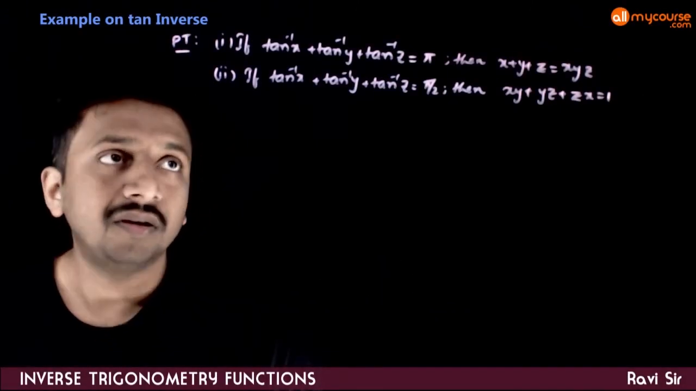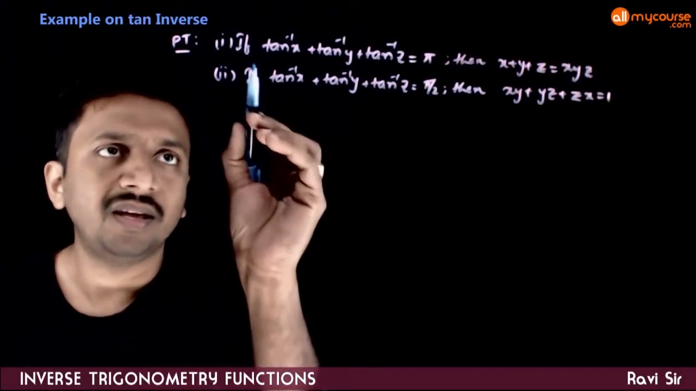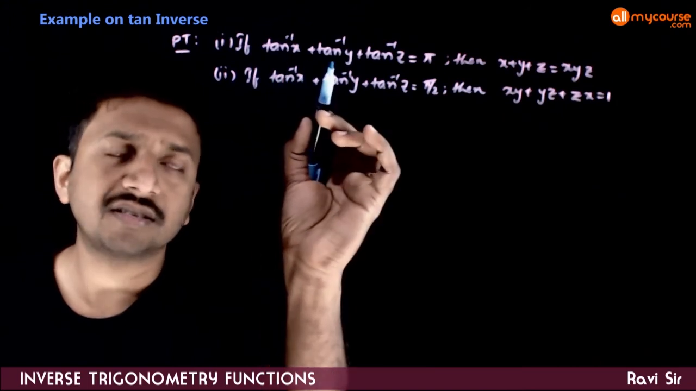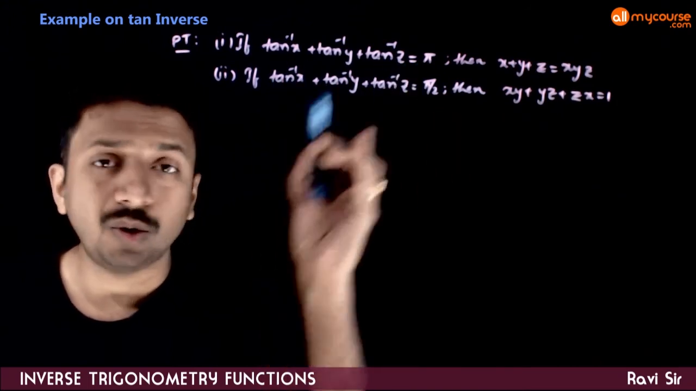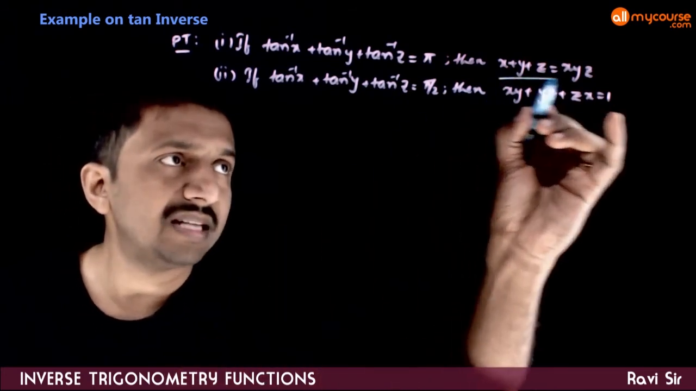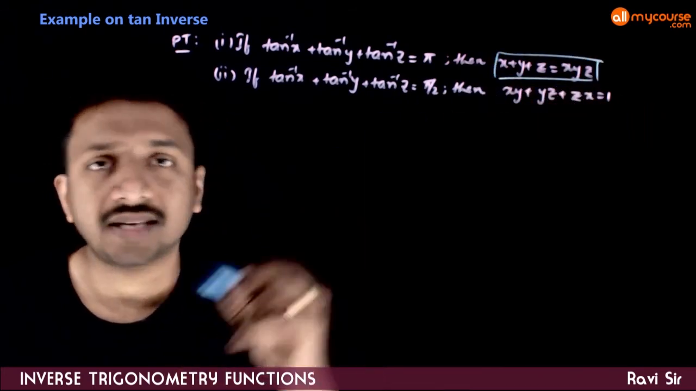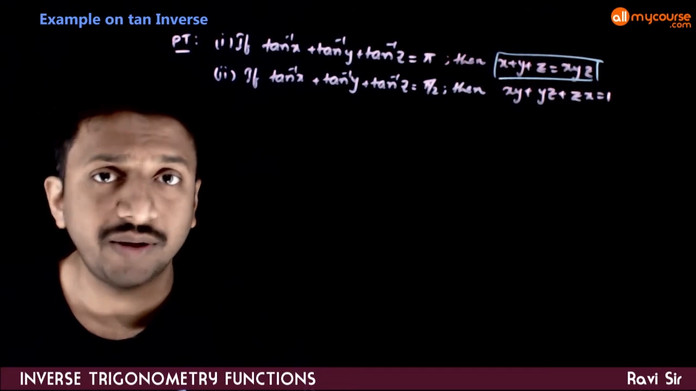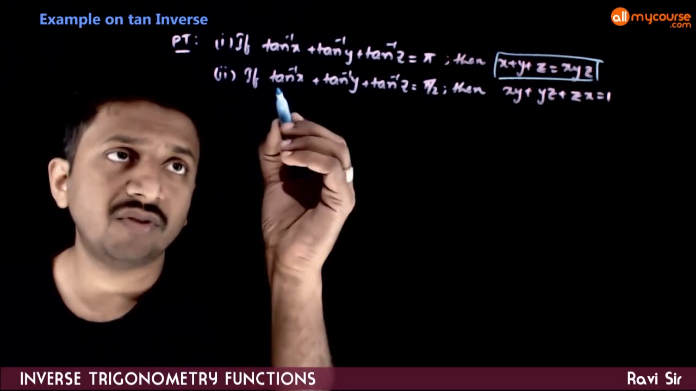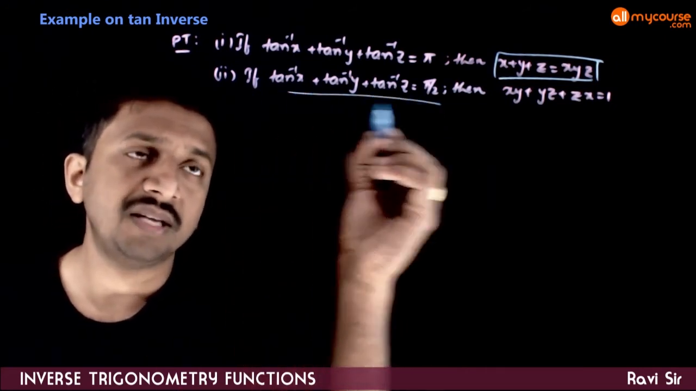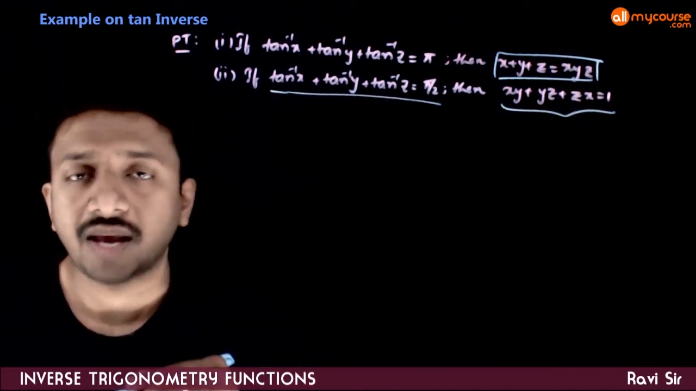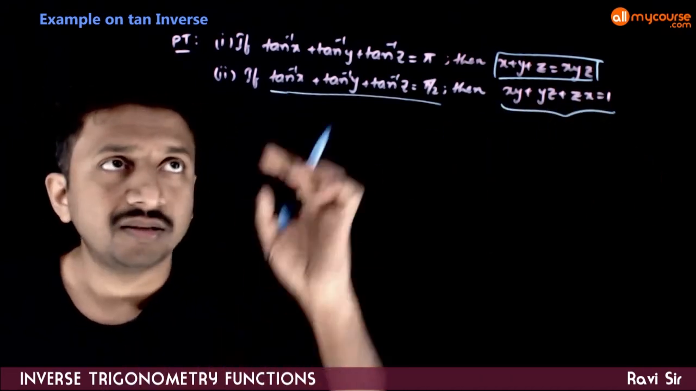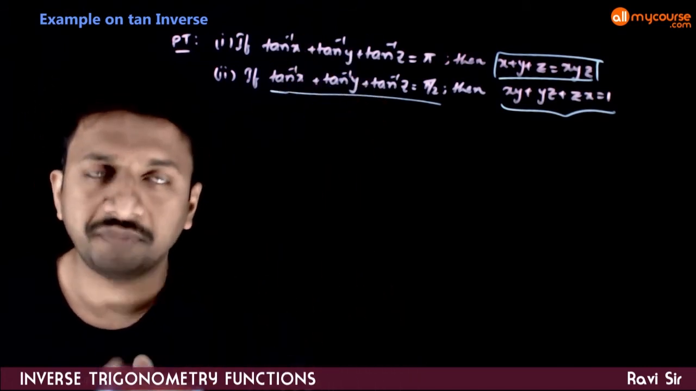In this question, we are asked to prove that if tan inverse x plus tan inverse y plus tan inverse z is equal to pi, then this condition happens: x plus y plus z is equal to xyz. The second question states that if the sum is equal to pi by 2, then this condition has to be valid. So let us try to prove one by one.